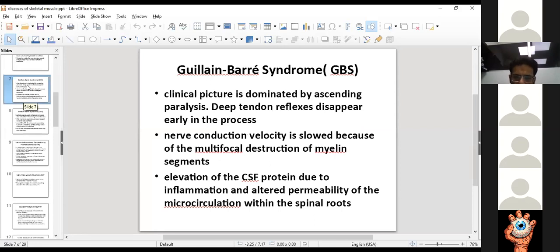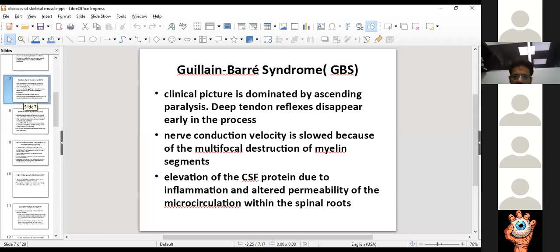Now, the clinical picture is dominated by ascending paralysis. Deep tendon reflexes usually disappear early in the process, as I told you, because it's the nerve fibers that are more severely affected. So movement or impulses that travel very fast are affected more severely. Nerve conduction velocity is slowed because of multifocal destruction of the myelin sheath. तो वो जो nodes of Ranvier हैं वो डैमेज हो जाते हैं, तो जो एक्शन पोटेंशियल है उसकी मूवमेंट उतनी फास्ट नहीं रहती जितनी एक्सपेक्टेड होती है.